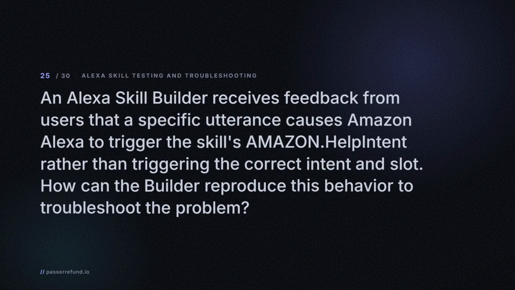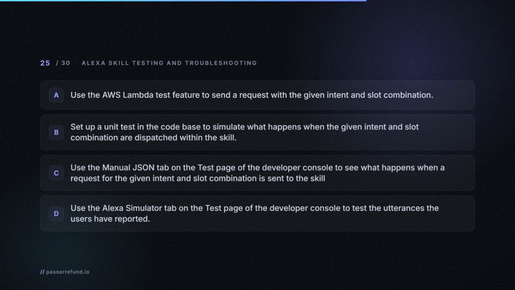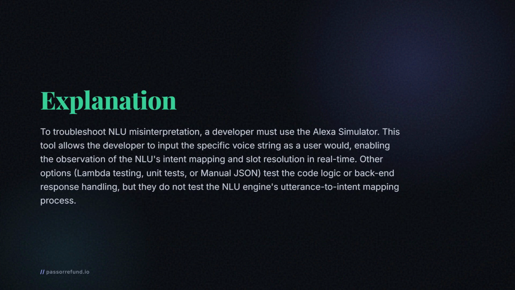Okay, so let's move on. An Alexa skill builder is getting feedback from users that a specific thing they say makes Amazon Alexa trigger the skill's Amazon.HelpIntent instead of going to the right intent and slot. How can the builder try to make that happen again so they can fix the problem? The answer is D. To troubleshoot NLU misinterpretation, a developer needs to use the Alexa simulator.